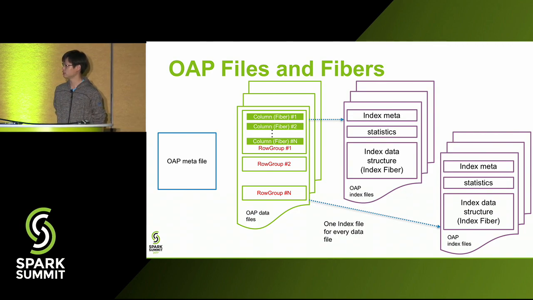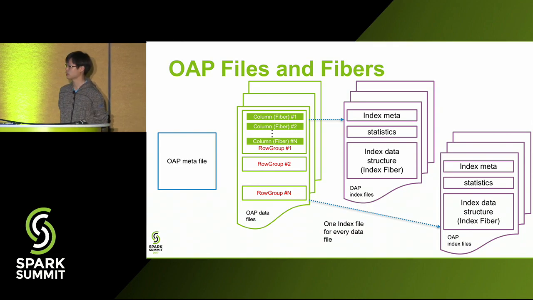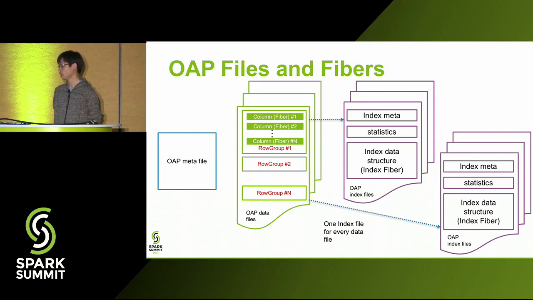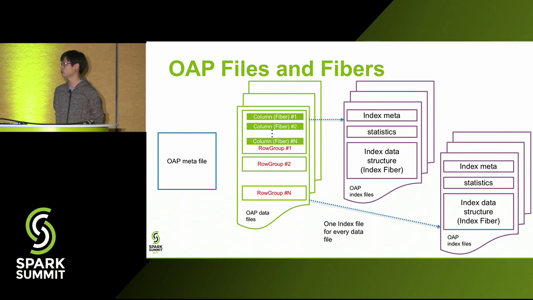So how do we do this? We are storing three types of files in the storage system: meta files, index files, and data files. The data files look much like Parquet's data files, but we provide row groups, and inside each row group we have multiple columns according to the defined table schema. And for each column, we call that a data fiber.